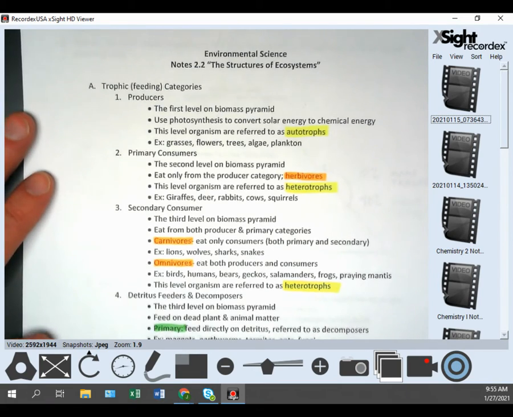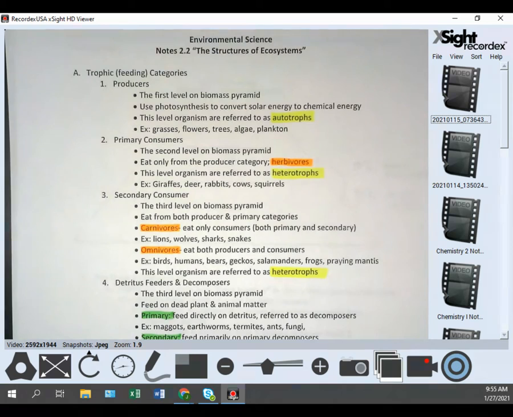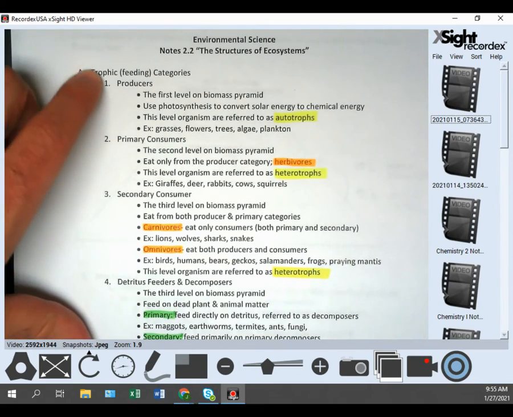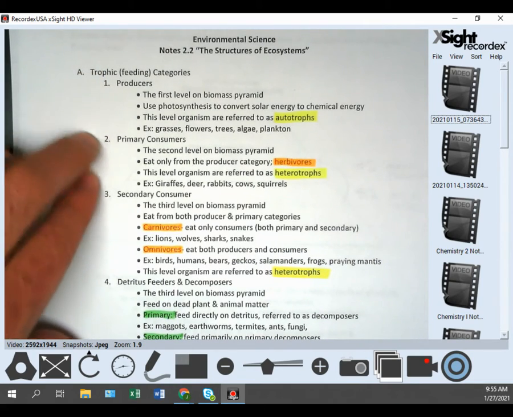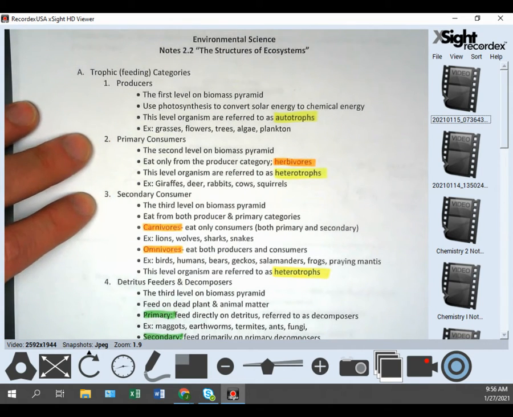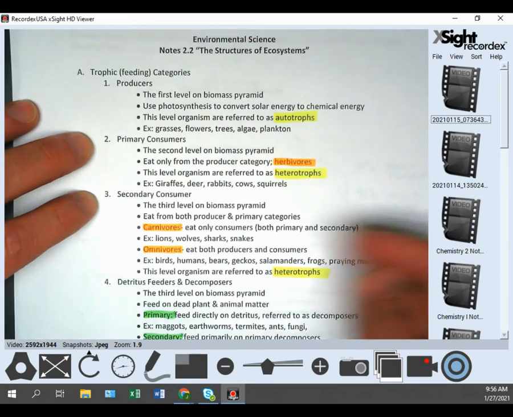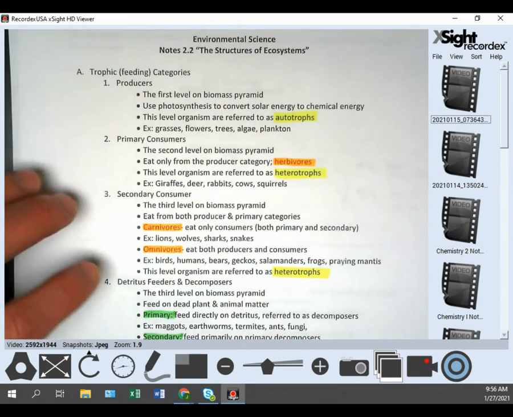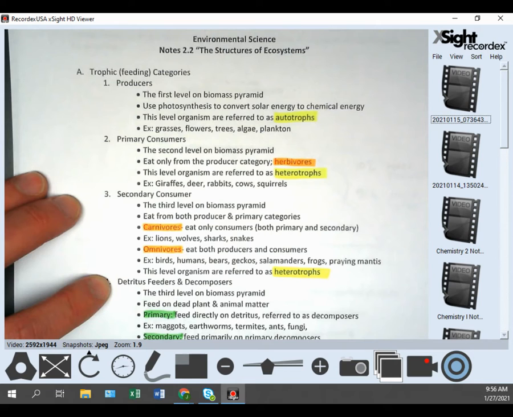So we're starting here with what are called trophic categories. The word trophic, as it has in your notes, means feeding. Essentially, these are categorizing organisms by what they eat within an ecosystem. You can see we've got producers and then consumers, which I've split into two here, primary consumers and secondary consumers, and then detritus feeders and decomposers.